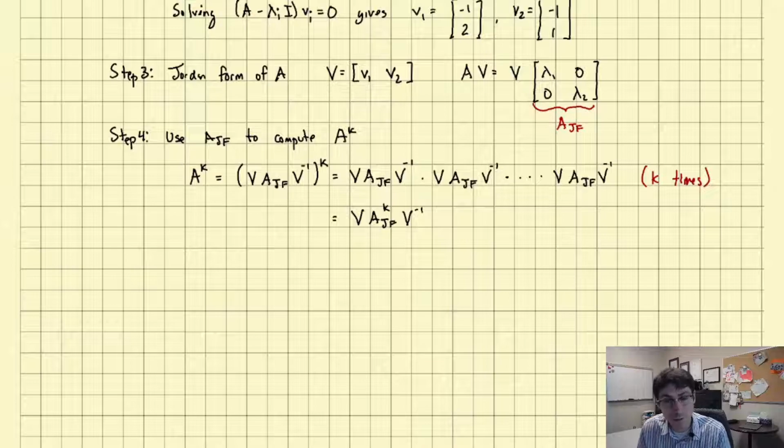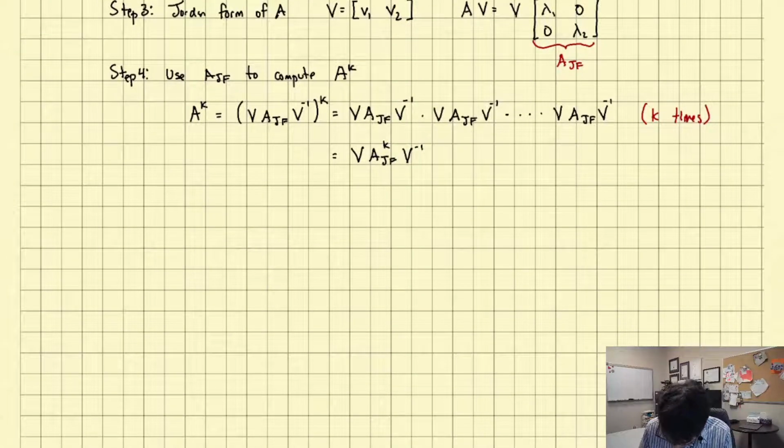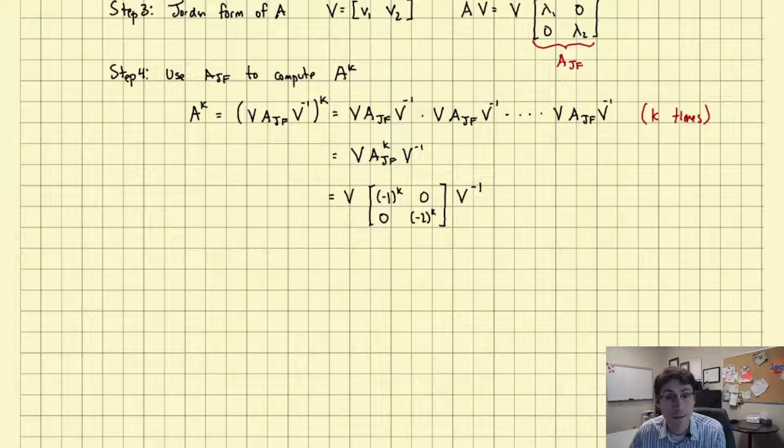And the nice thing about the Jordan form of a matrix is it's easy to compute its kth power. In particular, in this case, it's a diagonal matrix. So the kth power of a diagonal matrix is just the diagonal entries to the power of k. So in this case, we get this thing, okay? And now the rest is just algebra, right? Matrix multiplication. Multiply V times this matrix, and then multiply it times V inverse.